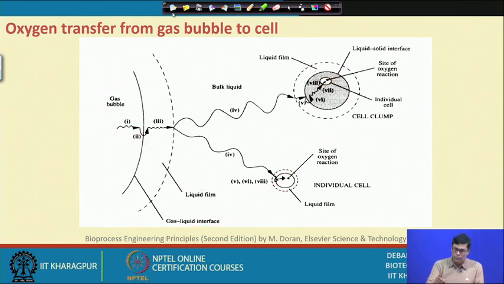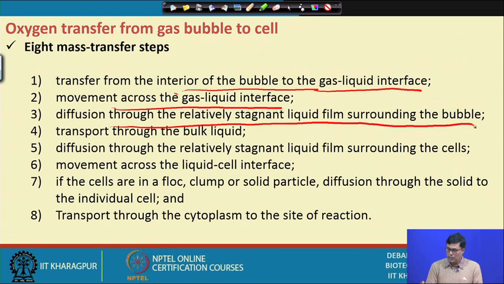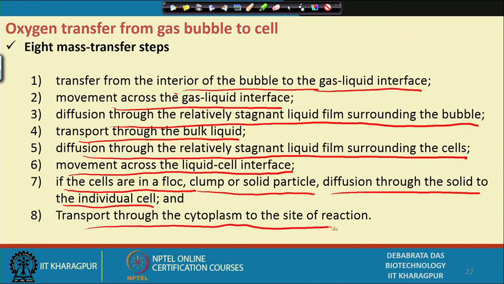So, when you consider these steps, they can be written like this: transfer of oxygen from the interior of the bubble to the gas liquid interface, and movement across the gas liquid interface; diffusion through the relatively stagnant liquid film surrounding the bubble; transport through the bulk liquid; diffusion through the relatively stagnant liquid film surrounding the cell; movement across the liquid cell interface; if the cells are in a floc, clump or solid particle, diffusion through the solid to individual cells; and transport through the cytoplasm to the site of reaction.